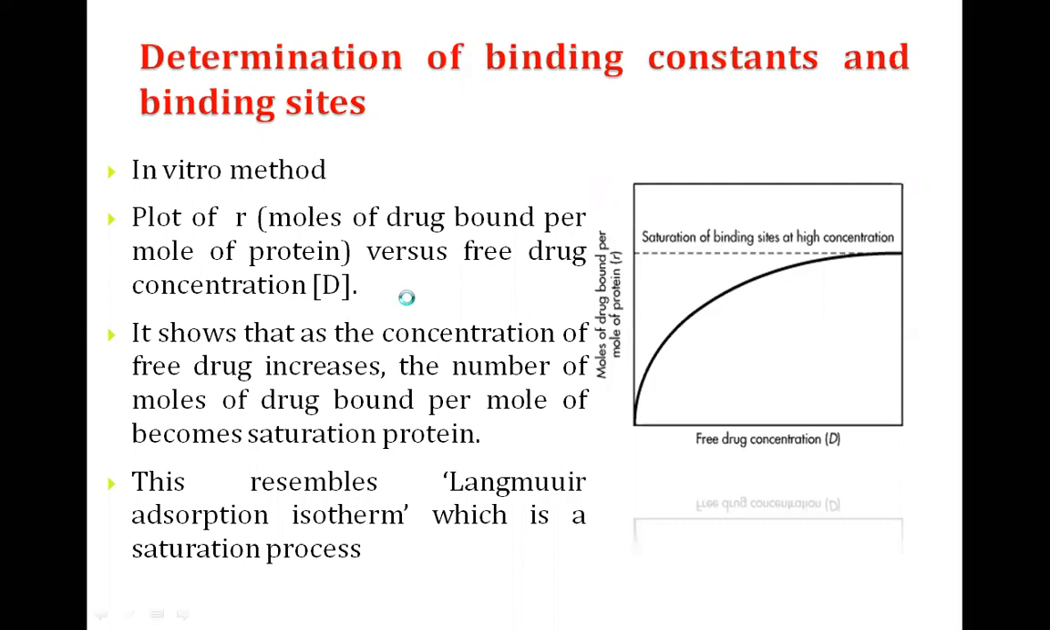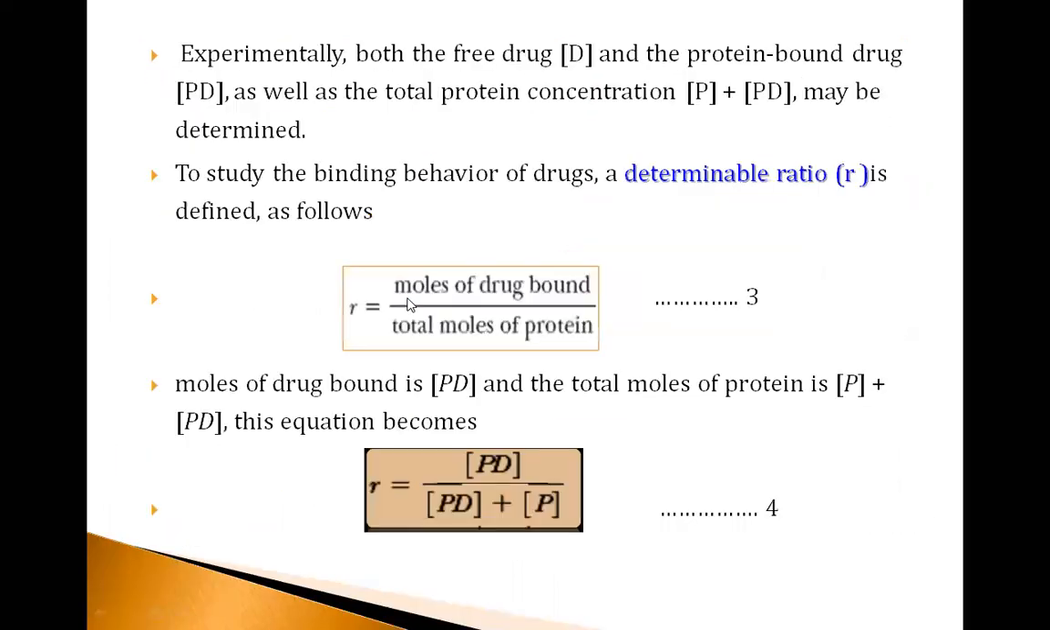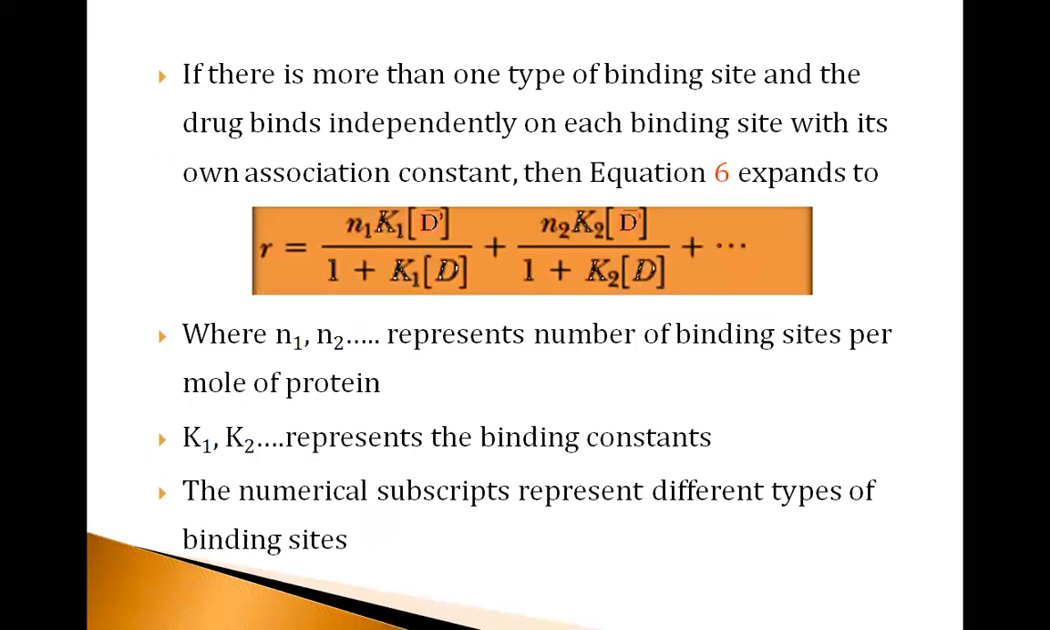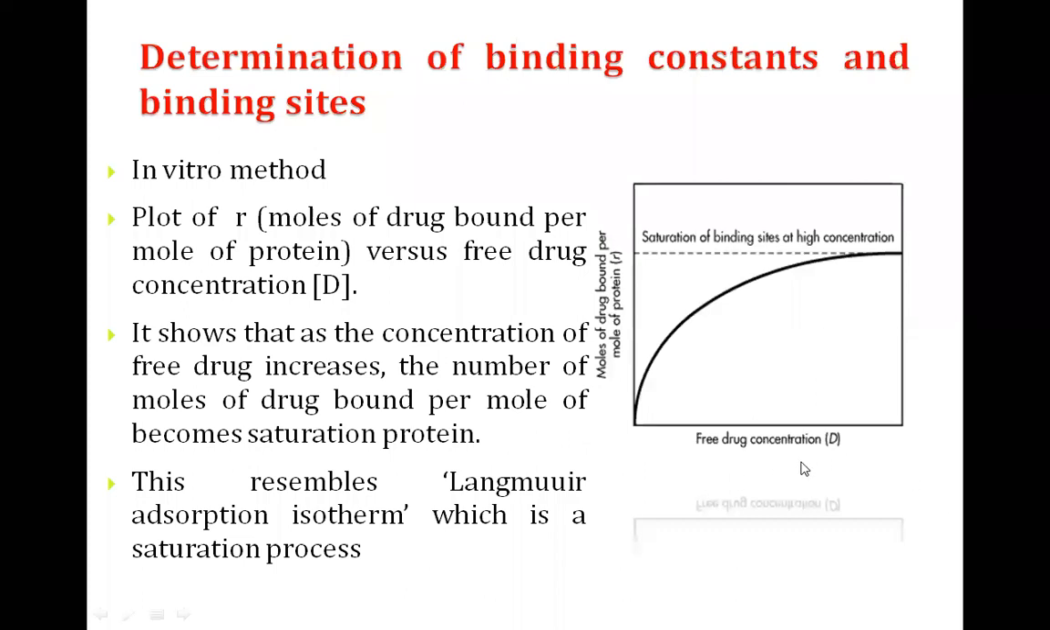Since I know all this, if you go back to equation 4, I said experimentally I somehow determined the PD or P value. So definitely I'll have the R value with me. So with this information, if I plot the graph, that is the free drug concentration versus the R value.